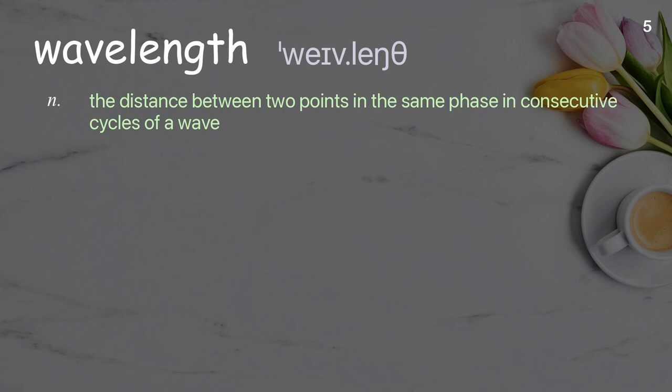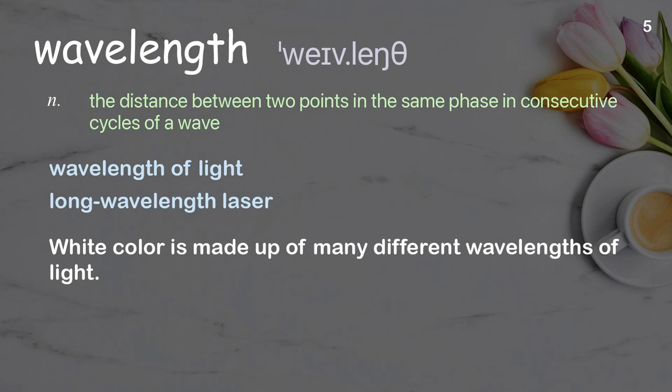Wavelength. The distance between two points in the same phase in consecutive cycles of a wave. Examples. Wavelength of light. Long wavelength laser. White color is made up of many different wavelengths of light.